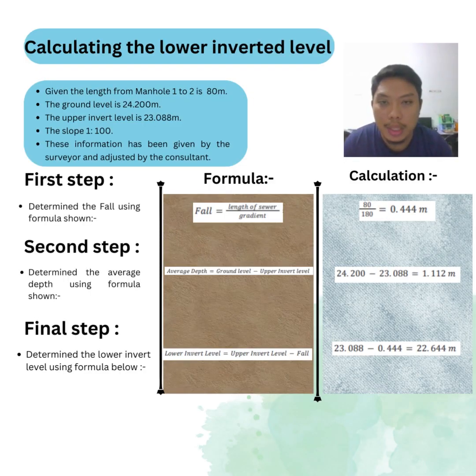So we move to the next step, which is calculating the lower invert level. The information given is the length from manhole 1 to 2 is 80 meter. The ground level is 24.2 meter. The upper invert level is 23.088 meter, and the slope is 1 to 100. This information has been given by the surveyor and adjusted by the consultant.